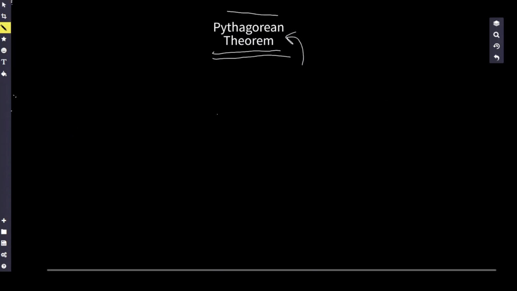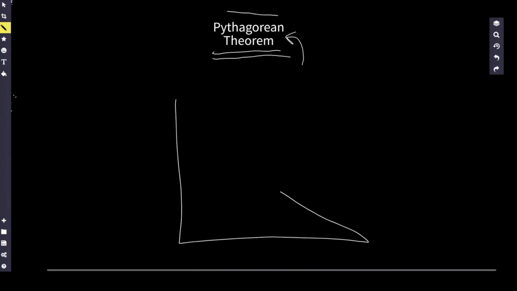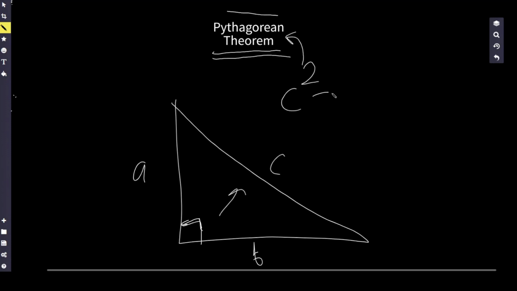Okay, so now that we've gone over some terminology, let's actually get to the theorem, like you've been waiting for. In a right triangle, where we have three side lengths, a, b, and c, what the Pythagorean theorem states is that the hypotenuse, which is the side opposite the right angle, so the largest side, if we square that largest side, so we get c squared, that's going to be equal to a squared plus b squared.